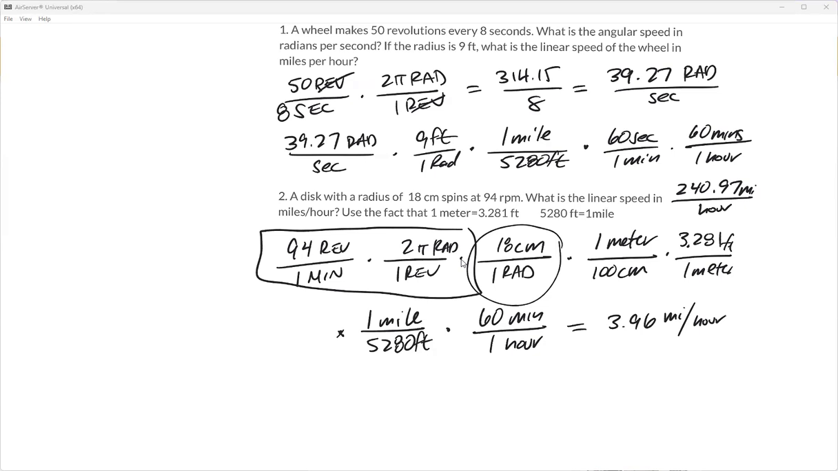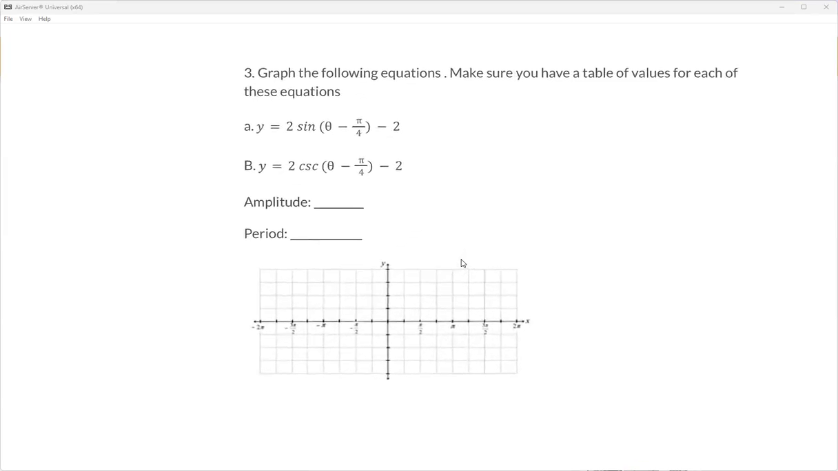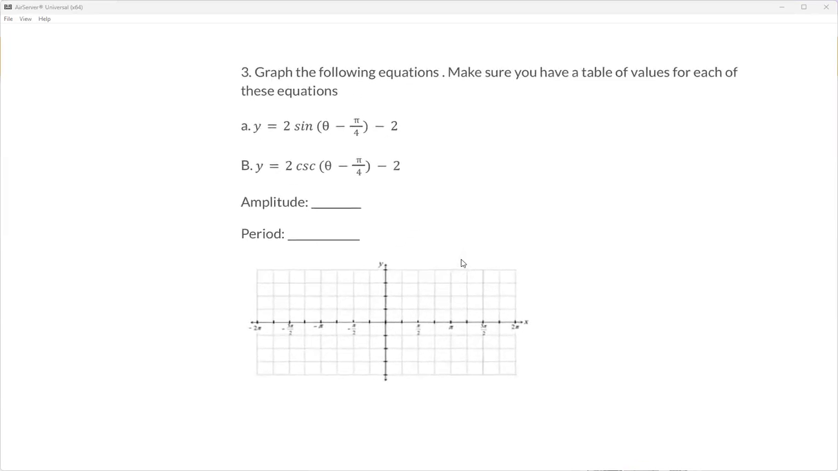All right, number 2 is graphing. I wanted to graph some of the more difficult ones here for this test because we didn't get to make sure that you guys have this down. So for this one, you have 2 sine theta minus pi over 4, minus 2. I want you guys to recognize the parent functions here. So y is equal to 2 sine theta. Once you recognize that, then you can just shift it over pi over 4 and down 2.